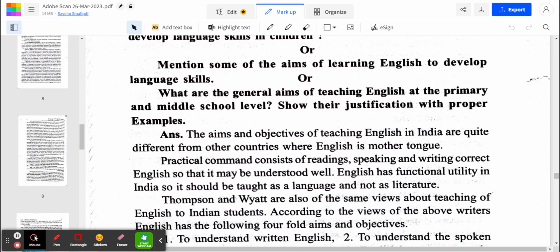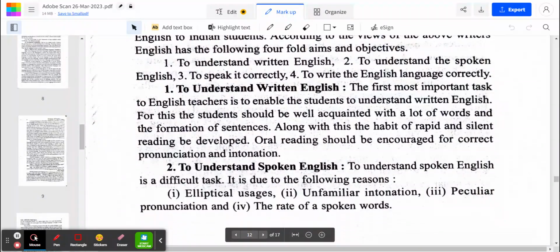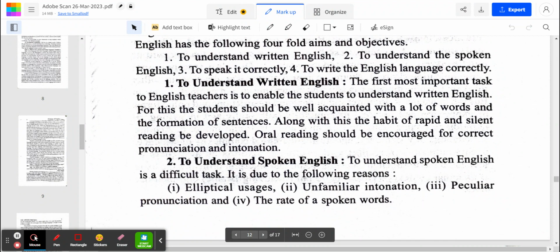English has functional utility in India, so it should be taught as a language and not as literature. Thompson and Watt have the same view about the teaching of English to Indian students. According to these writers, English teaching has to follow four aims and objectives: to understand written English, to understand spoken English, to speak English correctly, and to write the English language correctly.